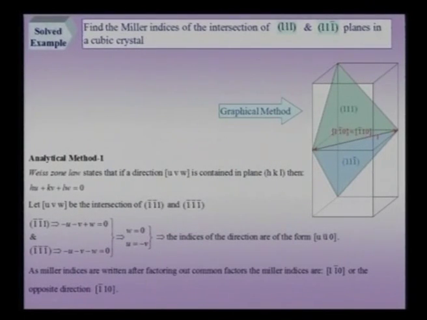So you can clearly see I have chosen one of the set of parallel planes so that my job in hand becomes simplified. So I will use one graphical method and two analytical methods to solve this problem of the intersection of the (111) plane in the cubic system with the (1 1 1 bar) plane.